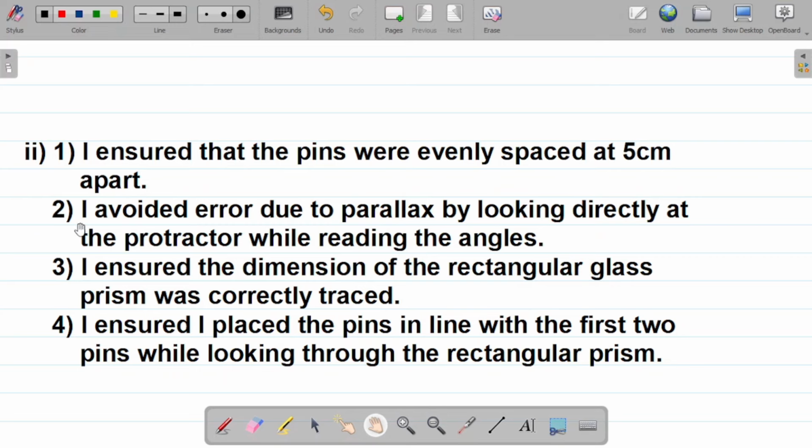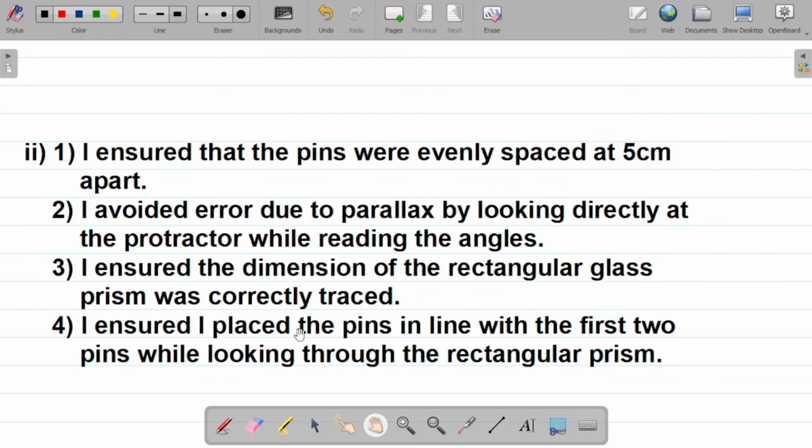That's one. Number 2, you can say I avoided error due to parallax by looking directly at the protractor while reading the angles. That's also a precaution. Number 3 says I ensured the dimensions of the rectangular glass prism were correctly traced. That's also a precaution. Number 4 says I ensured I placed the pins in line with the first two pins while looking through the rectangular prism. So these are the precautions you can write there. I've said if possible write 3 precautions. You don't have to write the 4, no. Or you can even look for yours. All right, so these are some precautions you should take.